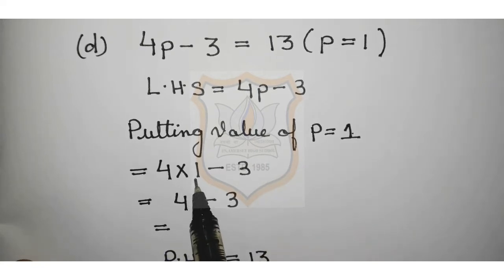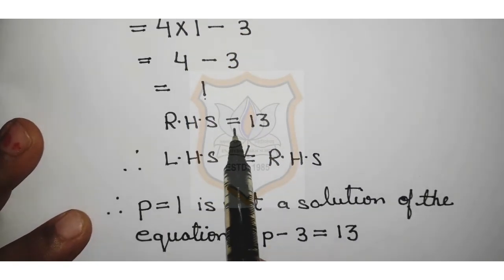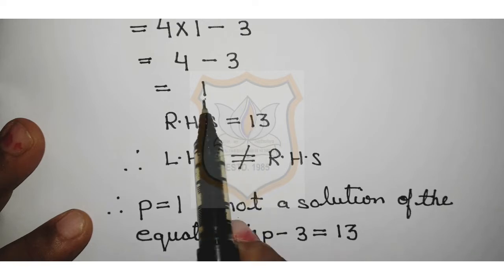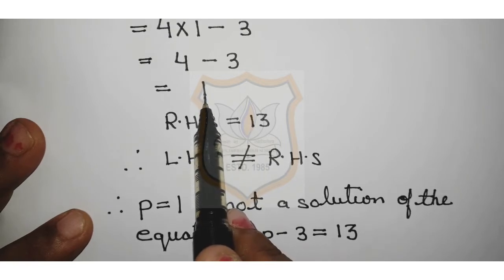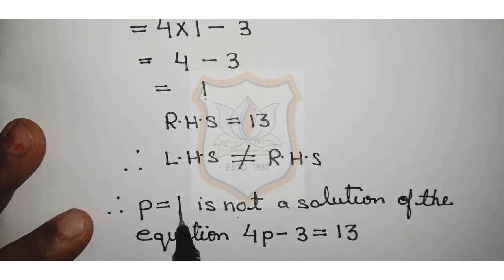So 4 into 1 minus 3. 4 1s are 4. 4 minus 3 is equal to 1. As you know, RHS is equal to 13, given, and LHS we have calculated, that is 1. So LHS is not equal to RHS. So we can say that p is equal to 1 is not a solution of the equation 4p minus 3 is equal to 13.